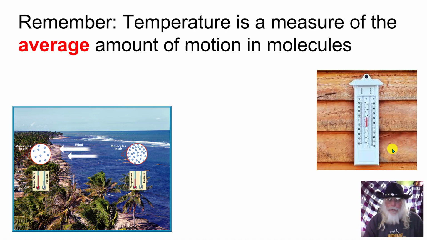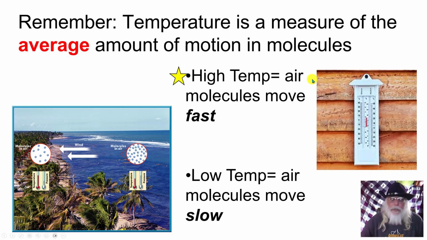Temperature is based on an average. For example, if we're talking about air temperature, with a high temperature the air molecules are moving fast, and with low temperature air, the molecules are moving relatively slowly. So here you see the higher speed molecules, they're going to be moving faster and spread out a little bit more. The slower molecules in the colder or cooler air are going to be moving relatively slower, and they're going to be closer together.